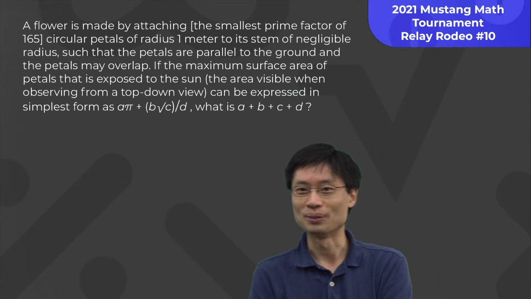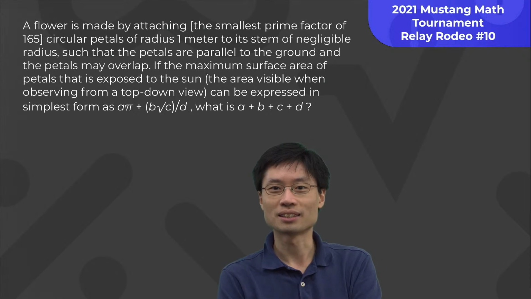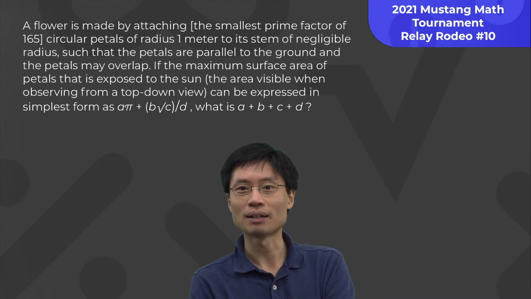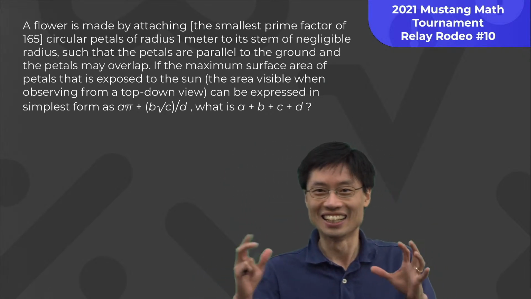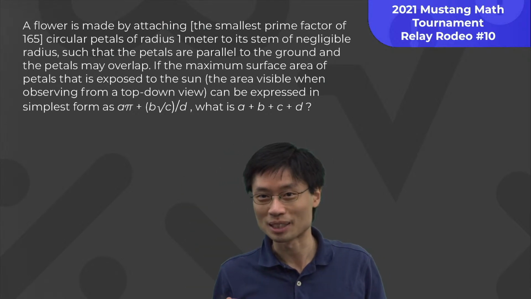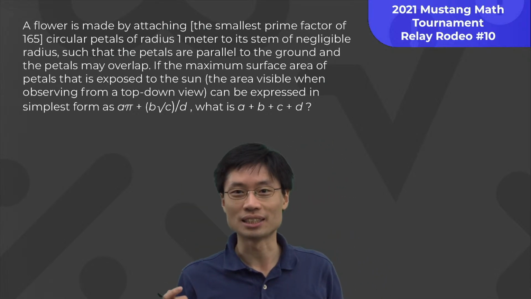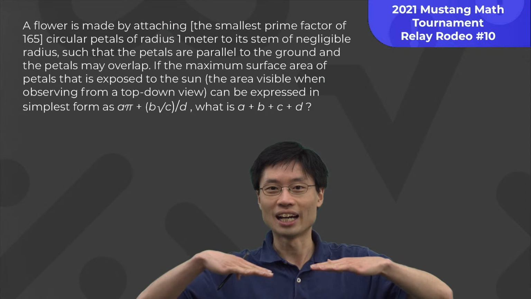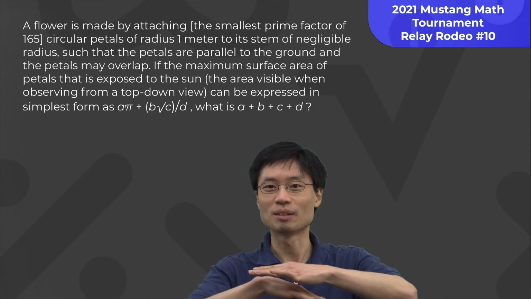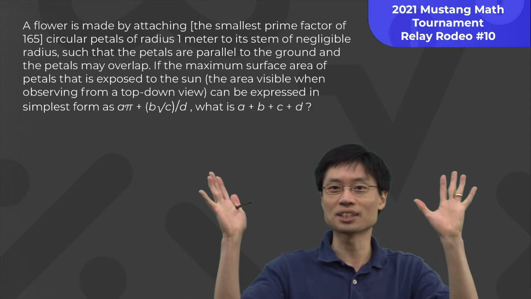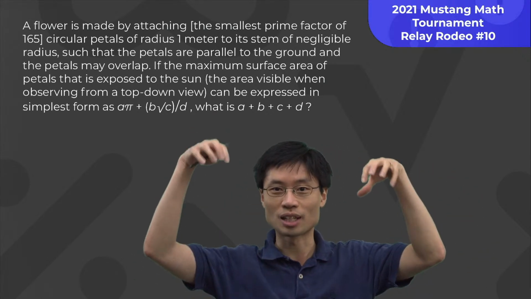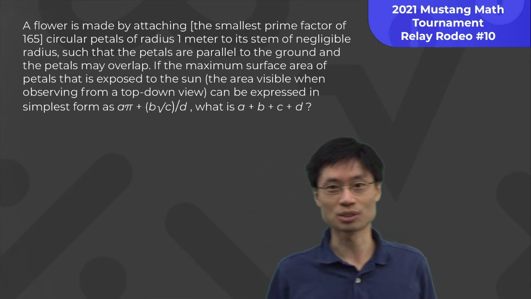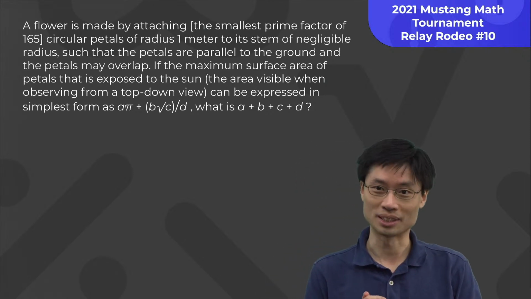Question, Relay Rodeo number 10. A flower is made by attaching the smallest prime factor of 165 — oh, that's what the bracket means — that many circular petals, each of radius 1 meter, to its stem of negligible radius, such that the petals are parallel to the ground and the petals may overlap. If the maximum surface area of petals that is exposed to the sun, the area visible when observing from a top-down view, can be expressed in simplest form as a pi plus b times the square root of c divided by d, what is a plus b plus c plus d?